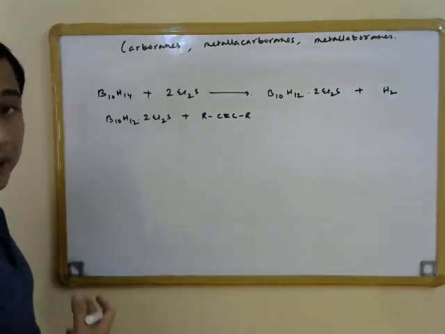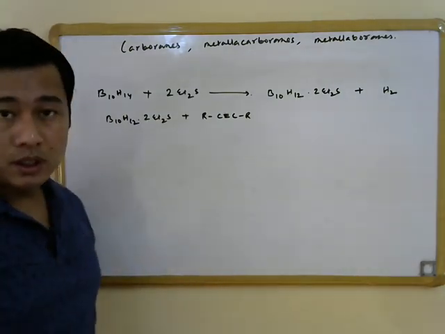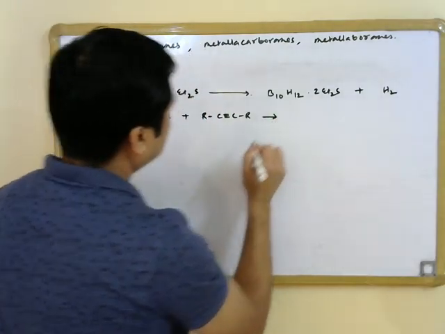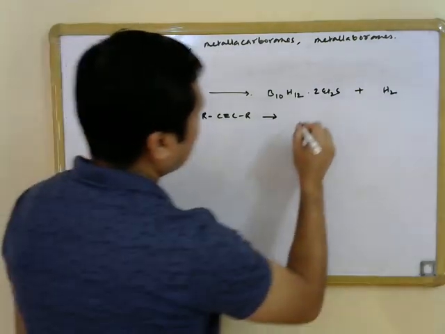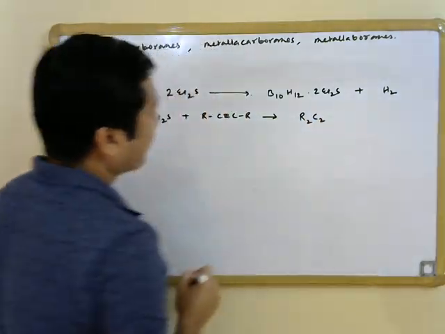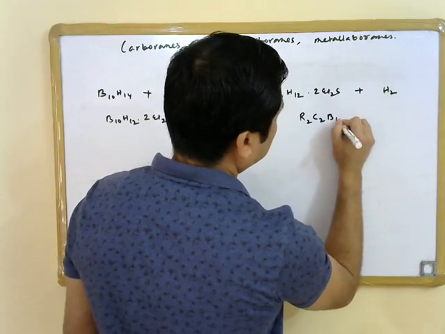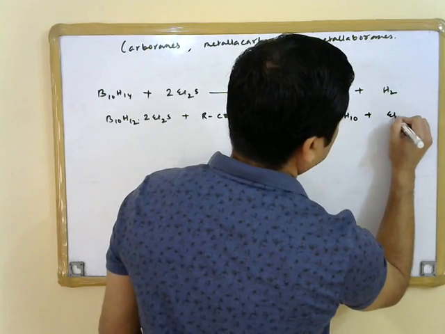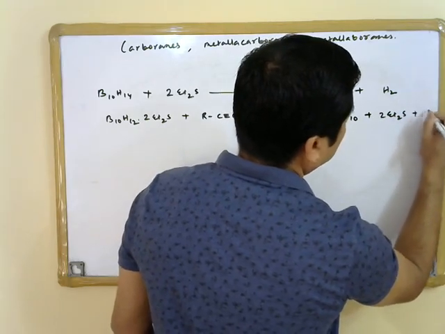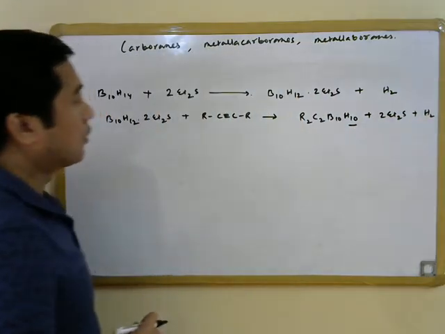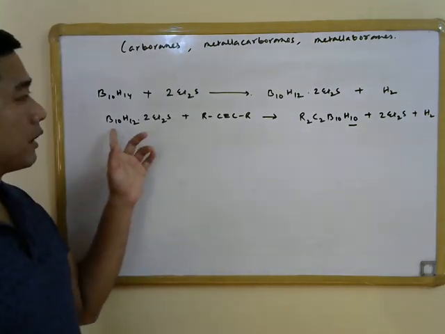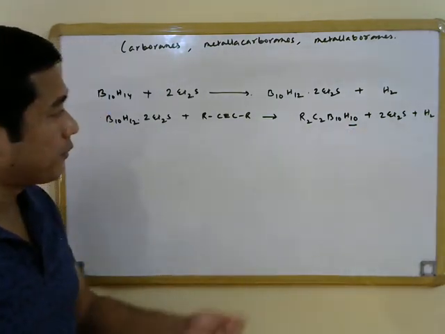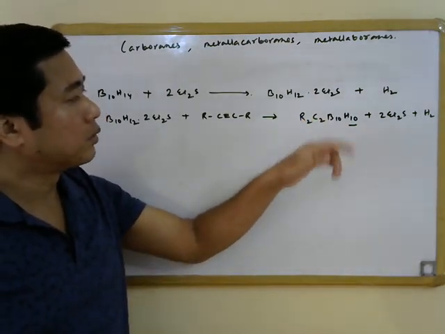So R here can be either hydrogen or alkyl groups or aryl groups or acyl groups, and in all of the cases what we will have is formation of a carborane in this way, B10H10, and the diethyl sulfide will be released, and from this intermediate again we will lose two hydrogen atoms as dihydrogen. So the formula of the carborane is essentially R2C2B10H10.